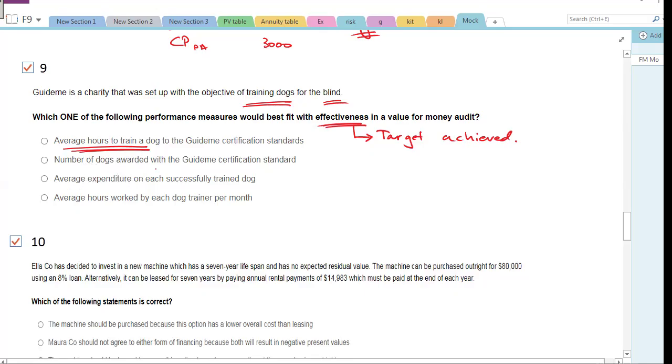Number of dogs awarded with the Guide Me certification standard. So if they got the certification, it means that the dog is trained. This is what we call effectiveness. Dog certified, target achieved, effectiveness. That's it. We don't even have to read the next one. The others can be either economy or efficiency, but we are just interested in effectiveness right now. So easy. And you see, you can save time in this question.